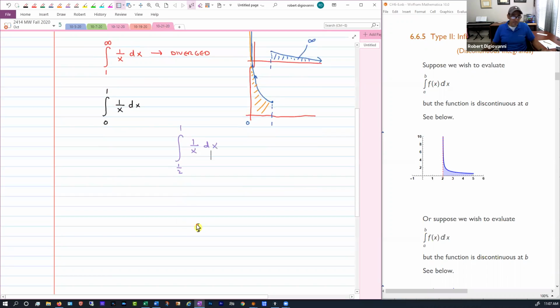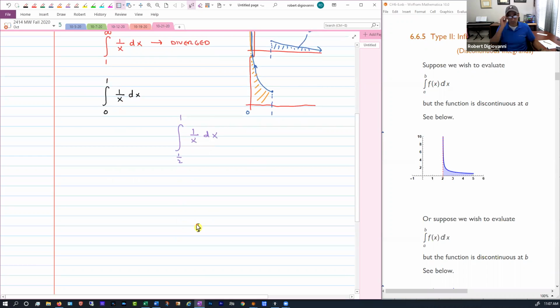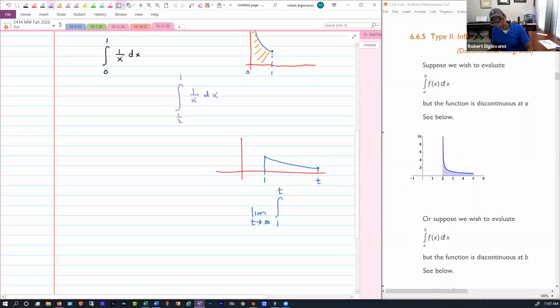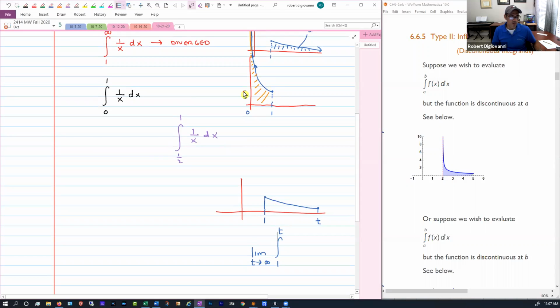So what we're going to do is very much like what we did with the last problem, with the type 1s. Remember what we did with the last one is that if we wanted to go from, let's say, 1 to infinity, we went from 1 to t. We stopped at t, and then we took the limit as t went to infinity of the integral from 1 to t, right? That's what we did. So how do you think we could do this in a similar way using a limit?